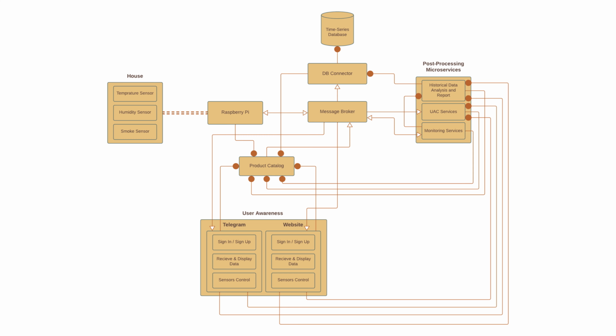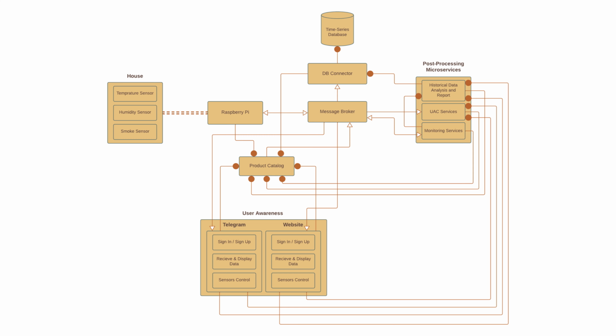The DB connector, UAC services, monitoring services, Raspberry Pi, Telegram bot, and the website are subscribers to the message broker. The monitoring services, Raspberry Pi, and the product catalog act as publishers to the message broker.